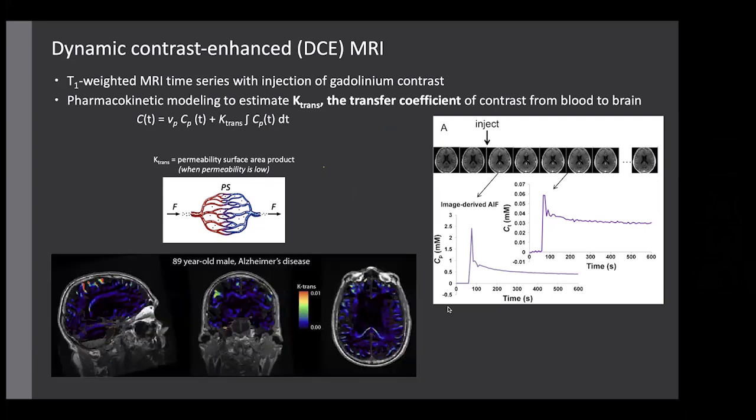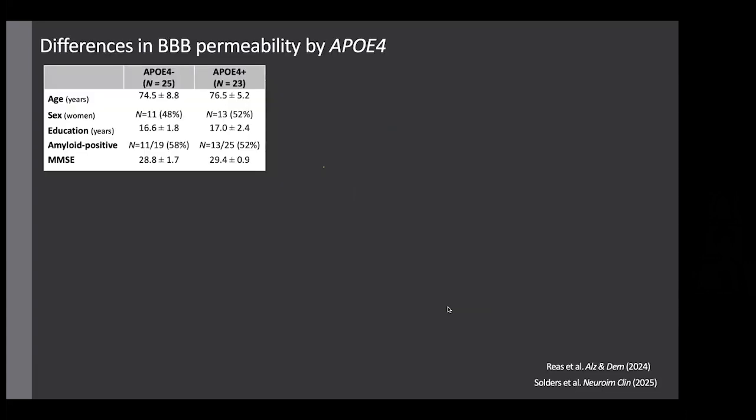And so we can plot this K-trans metric across the brain. And here's just an example of an 89-year-old male with mild Alzheimer's disease taken from the ADRC here. And you can see the blue areas are where his blood-brain barrier is healthy. But you can see these red and yellow hotspots where there are some areas of blood-brain barrier leakage. Okay, so over the last 5 years or so, we used this technique to measure.